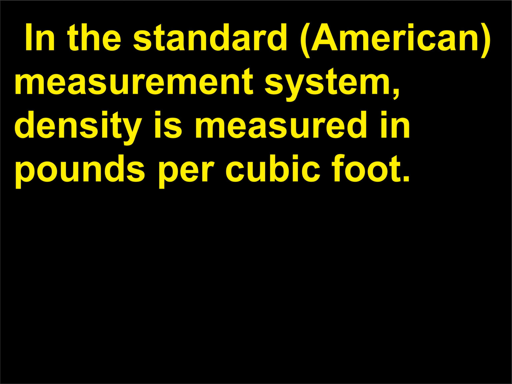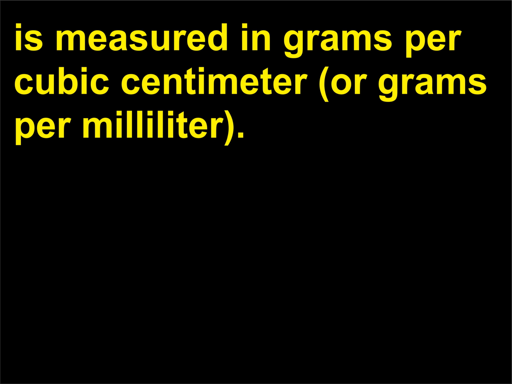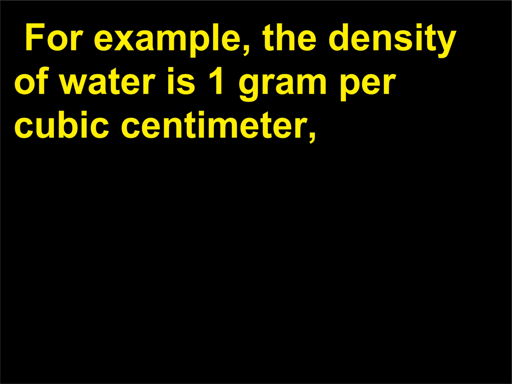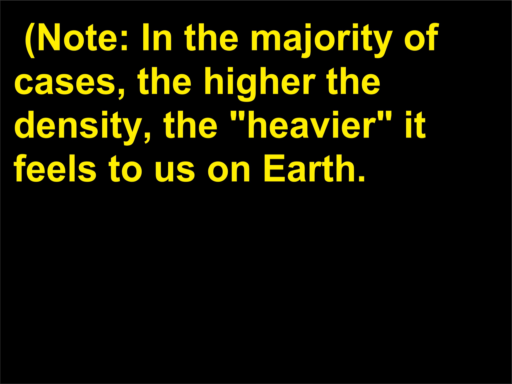In the standard American measurement system, density is measured in pounds per cubic foot. But in the sciences, the metric system is usually used and density is measured in grams per cubic centimeter, or grams per milliliter. For example, the density of water is 1 gram per cubic centimeter. Lead is 11.3 grams per cubic centimeter, and gold is 19.32 grams per cubic centimeter. Note, in the majority of cases, the higher the density, the heavier it feels to us on Earth.